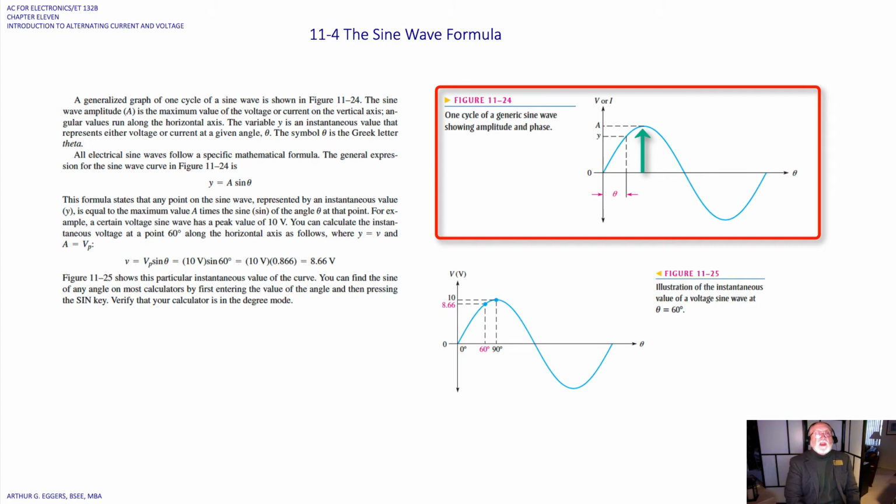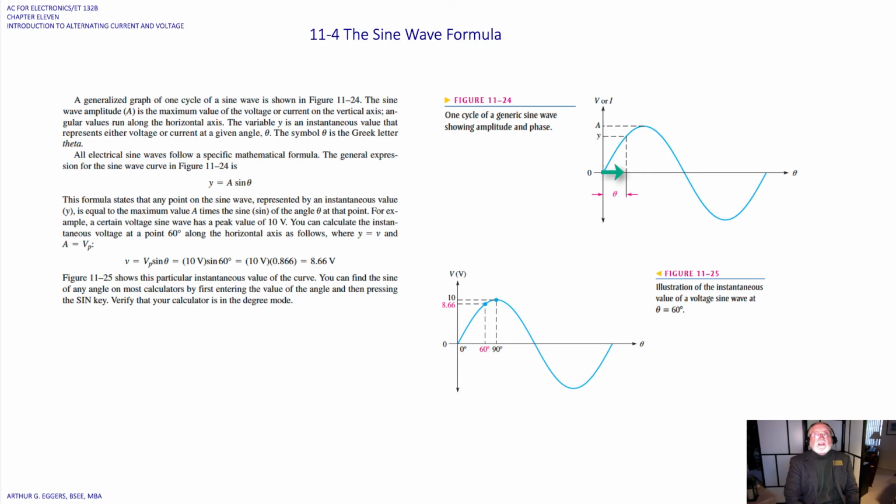Angular values then run along the horizontal axis. The variable y is an instantaneous value that represents either voltage or current at a given angle. In this case, we use the angle theta. If you're not familiar with that symbol, typically we use theta and we use phi, and we'll see that later when we're trying to distinguish between two different angles. The symbol theta is the Greek letter. All electrical sine waves follow this specific mathematical formula.